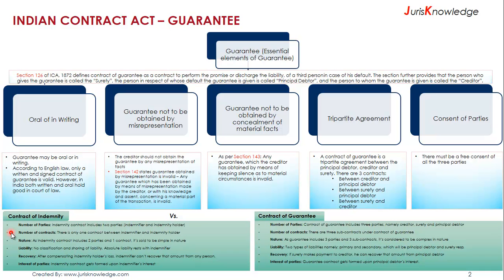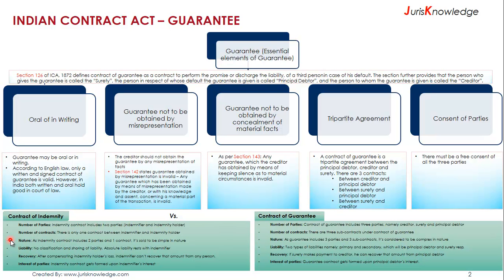The second is the number of contracts. In case of indemnity, there is only one contract, which is between the indemnifier and the indemnity holder. Whereas in case of a contract of guarantee, there are three contracts which get created, which we had discussed earlier as well: between the creditor and the principal debtor, between surety and principal debtor, and between surety and the creditor.